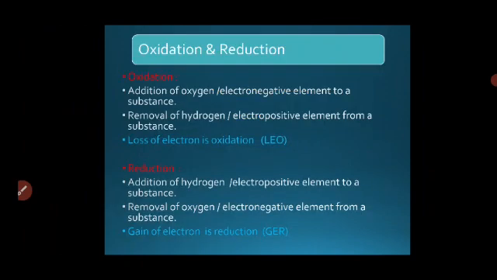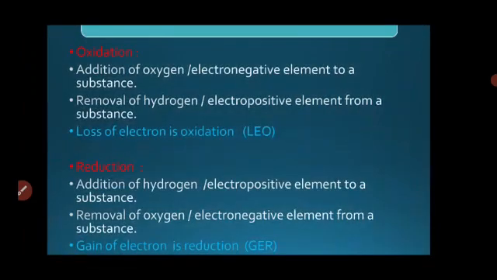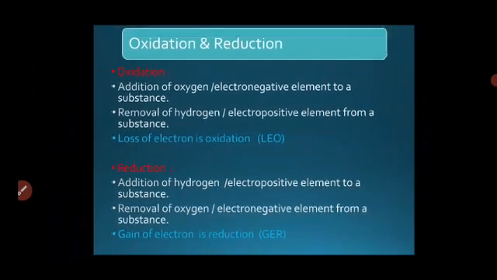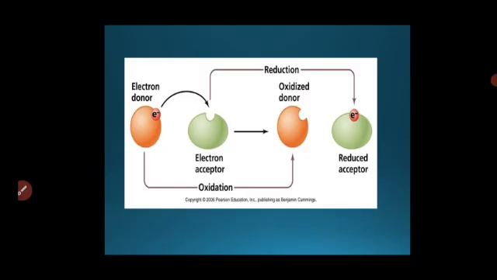So what is oxidation? Addition of oxygen or electronegative element to a substance, or removal of hydrogen or electropositive element from a substance. These definitions we have already learned about oxidation and reduction. The simple definition which we can remember is: loss of electron is oxidation, that is LEO, and gain of electron is reduction, GER, gear. Okay, so let us move further.